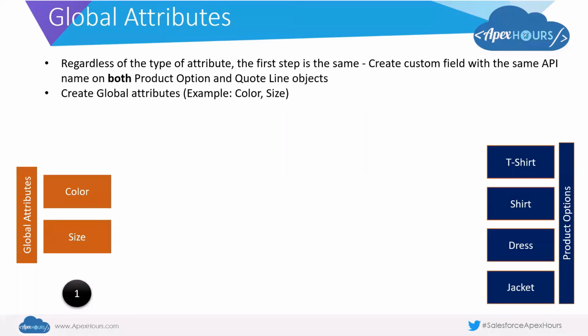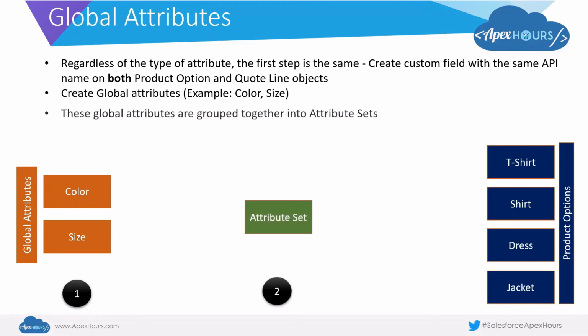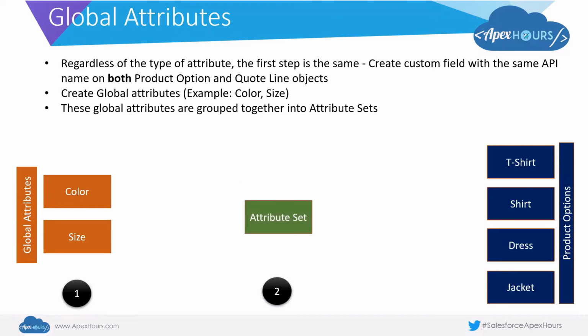So the first step here is to create the global attributes. Right after we create the custom fields with the same API name on the product option and the quote line object, we go ahead and create the global attributes. So we create color and size as two different global attributes. And then once these global attributes are created, we are going to group them together into attribute sets. So it can be reused across different clothing product options. So the second step after we create the global attribute is to go ahead and create an attribute set. Say, for example, let us call this a clothing attribute set, right?